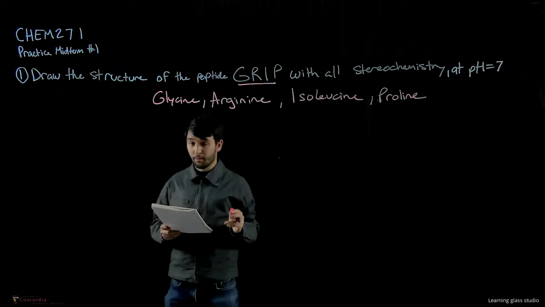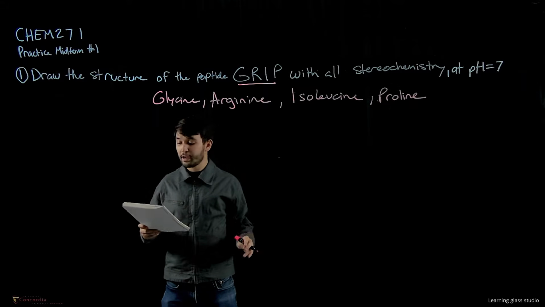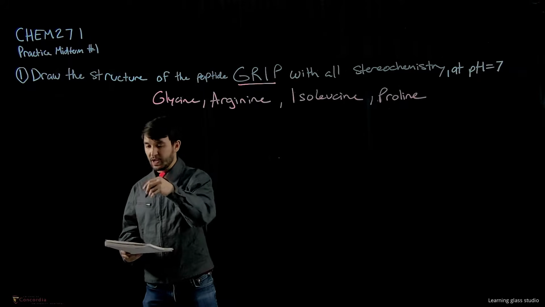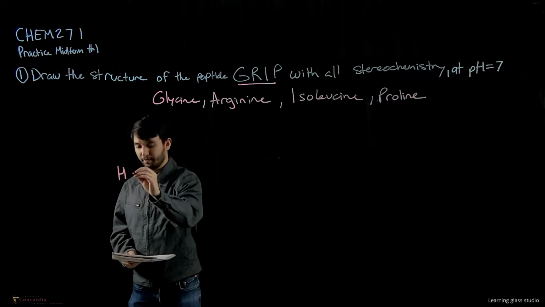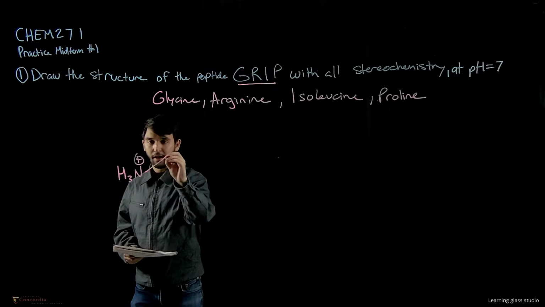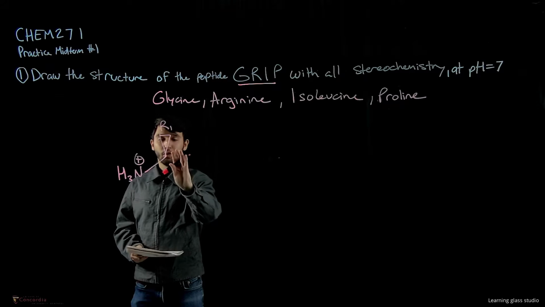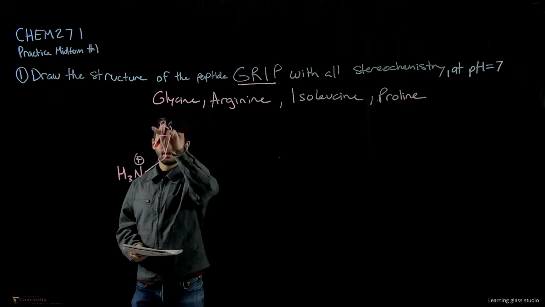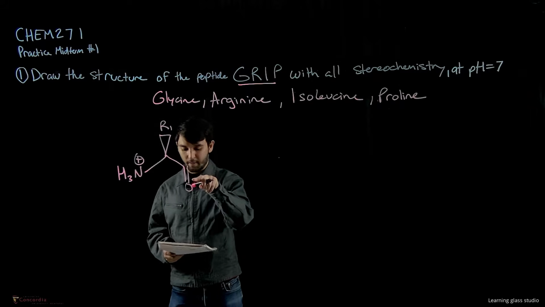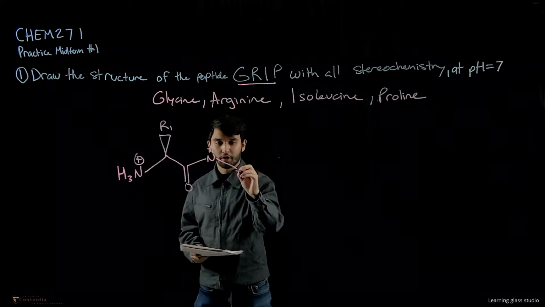So the first thing I will do for this problem is to draw the peptide backbone with the correct stereochemistry, and then I'll add in the R groups afterwards. So I'm going to start with the N terminus on this side. So this will have NH3 plus at pH 7, and then I will draw my first alpha carbon. The stereochemistry on the R group will be pointing out of the page here, and this will be labeled as R1, and then the next is the carbonyl, then another nitrogen, then the next R group on an alpha carbon.